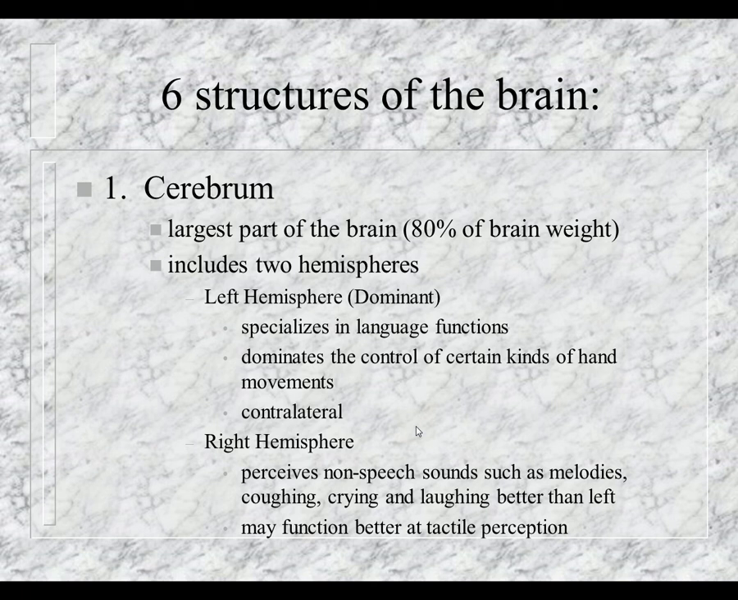There are 6 structures of the brain. There is the cerebrum, which is the largest part of our brain, about 80% of the weight. It's divided into 2 spheres, the right and the left being the dominant. The left specializing in language function, dominating control of certain movements. It's contralateral. That means it affects the opposite side. So it controls muscles on the right side if it's in the left hemisphere. The right hemisphere perceives a lot of our non-speech sounds, our melodies, our laughters, our crying, our coughing, our perceptions.